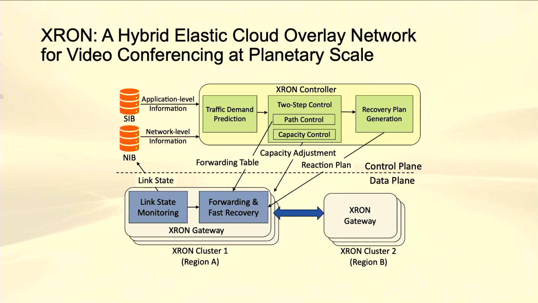XRON differs from prior overlays with two distinct features. First, XRON hybrid leverages both internet and premier links simultaneously to achieve high quality and low cost. Second, XRON exploits elastic cloud resources to adaptively scale capacity based on real-time demand.